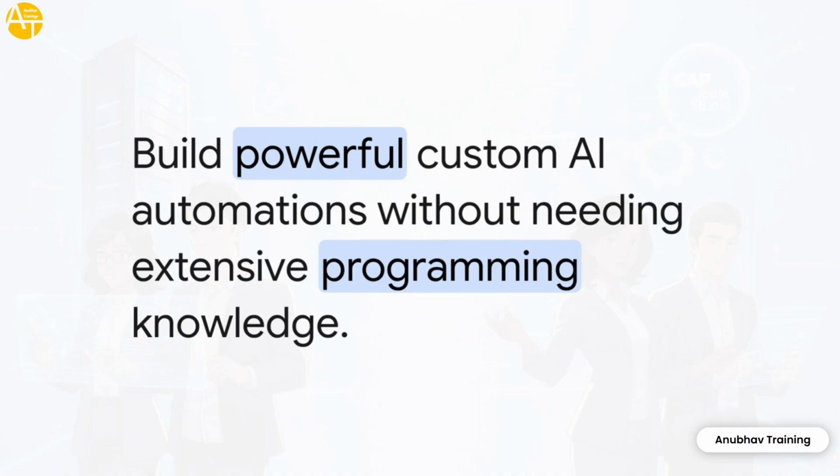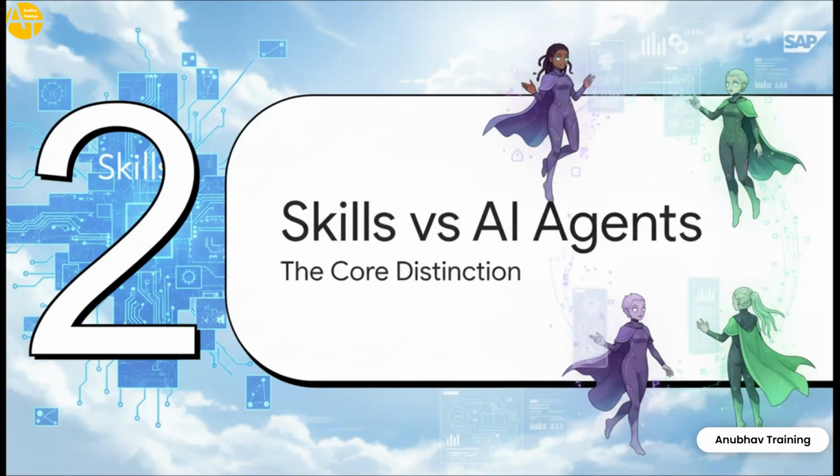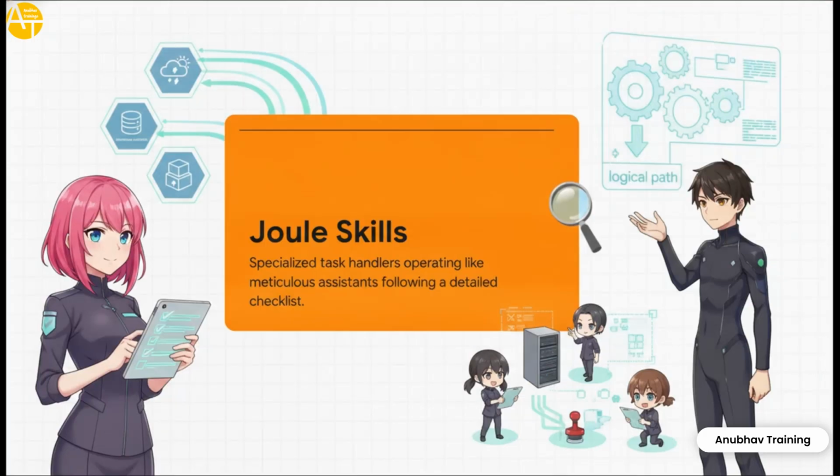To pull this off, Joule Studio lets you build two very distinct types of intelligent solutions. And honestly, knowing the difference between these two, that's the absolute secret to mastering this entire tool. Which brings us to Section 2, Skills versus AI Agents, the core distinction. This right here is arguably the most crucial architectural decision you're going to make in Joule Studio. You have to know exactly when your process needs a skill and when you actually need an agent.